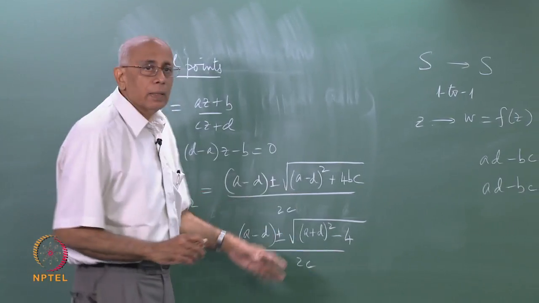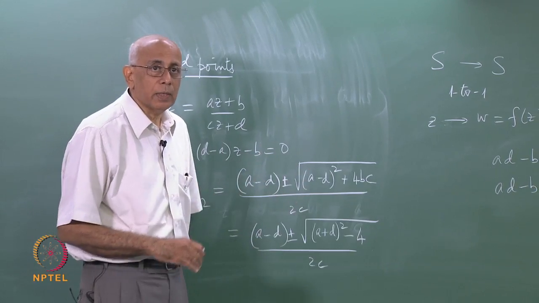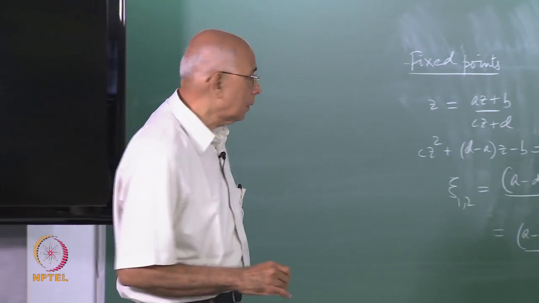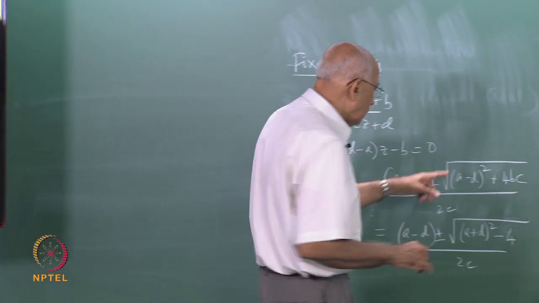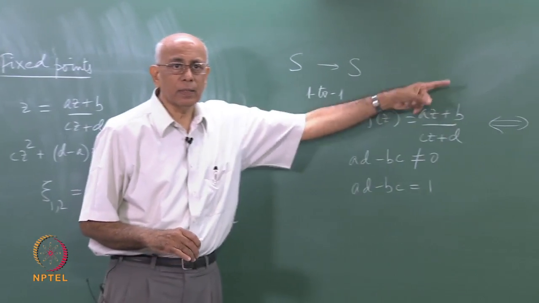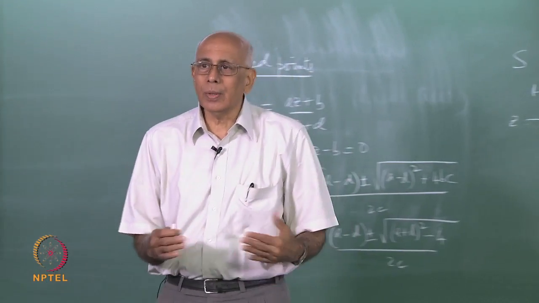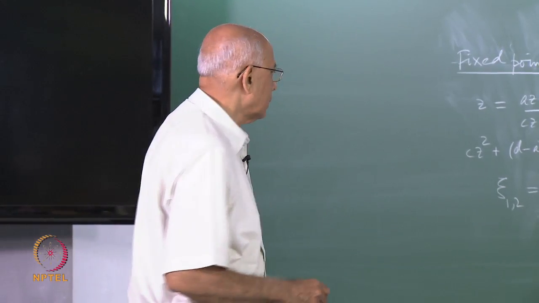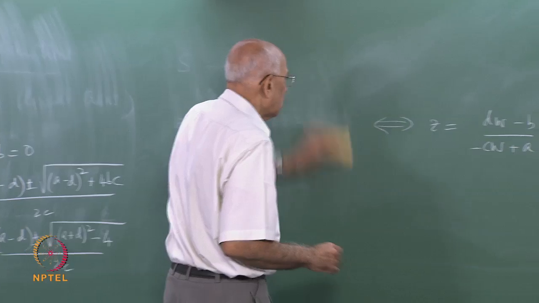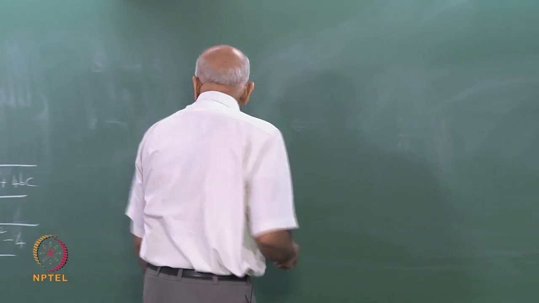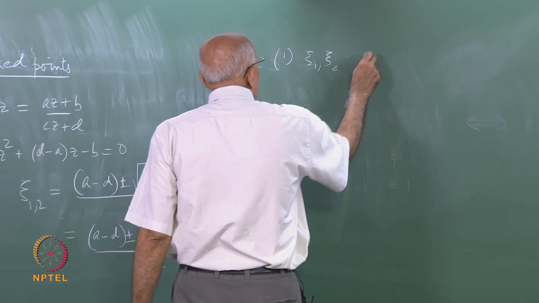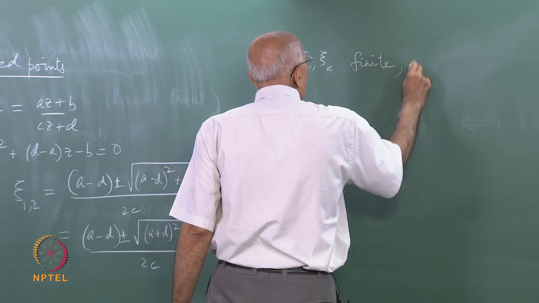So it is clear immediately that at best you can have 2 fixed points for any general transformation, and they are given by xi1 and xi2. Now the reason I wrote it as A plus D is because I am going to use this fact. This A plus D is the trace of the matrix if I write this as A, B, C, D. So there is something invariant going on here, and I would like to write it in terms of this trace. Okay. So now the following possibilities occur. The first possibility is that xi1, xi2 are finite and distinct.